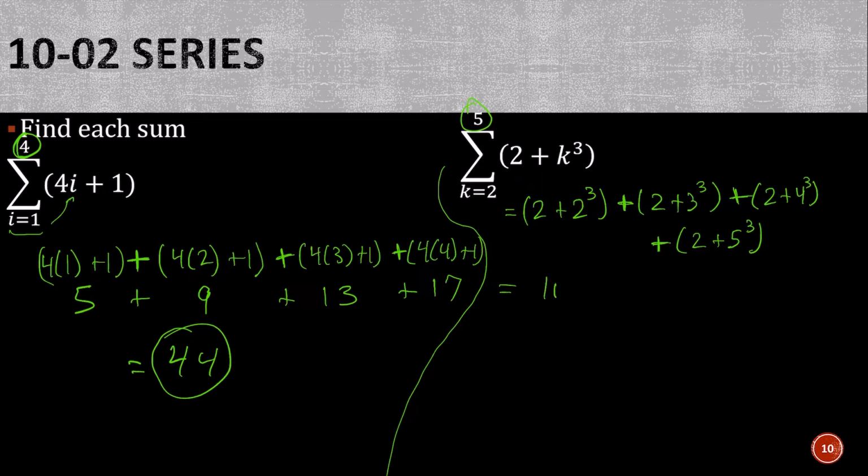Simplify, so the first thing is 10, and then it's 27 plus 2, and then 64 plus 2, and 125 plus 2. And all those add together to make 232.